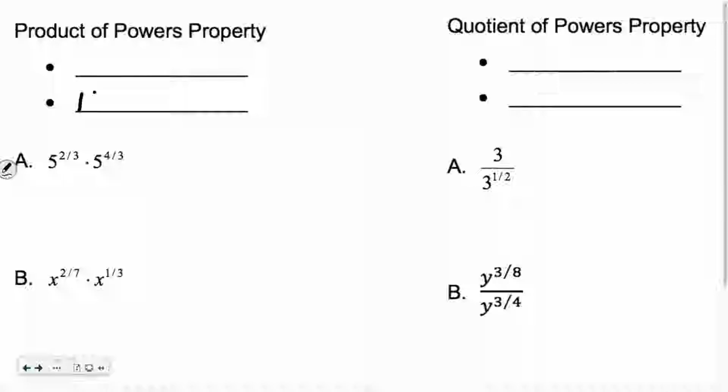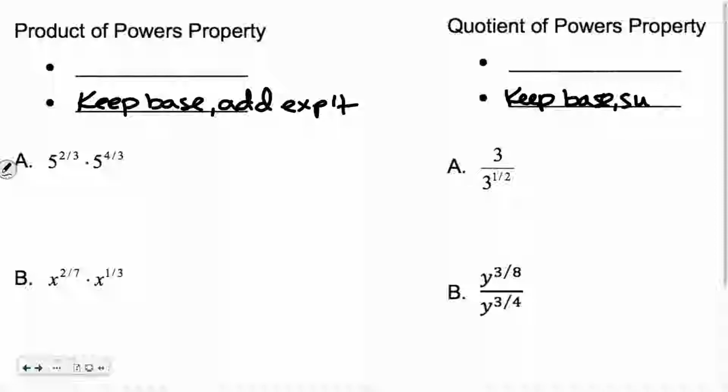Okay? So let's write: keep the base, add exponents. And for quotient of powers, we'll say keep the base, but subtract exponents. Now, I've left my first bullet point blank because I want to make a quick note to you. In order for you to be able to use product of powers or quotient of powers, the powers must have the same base.